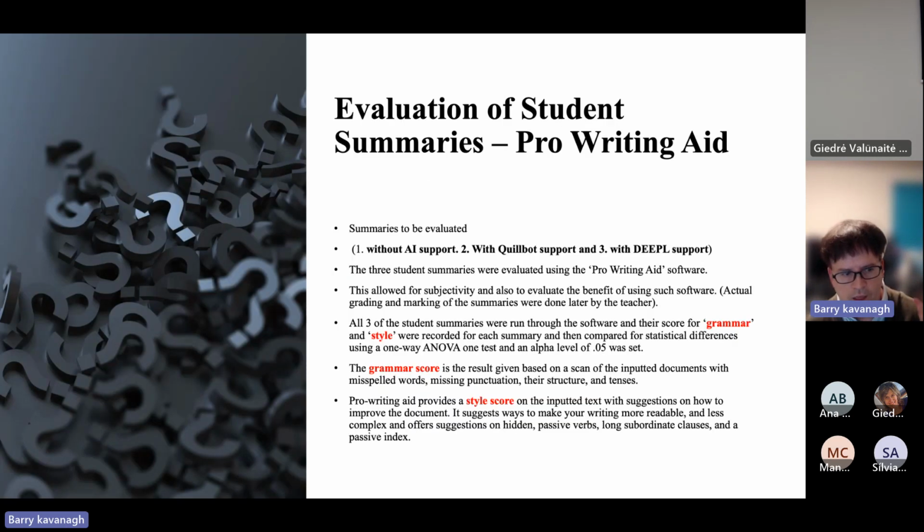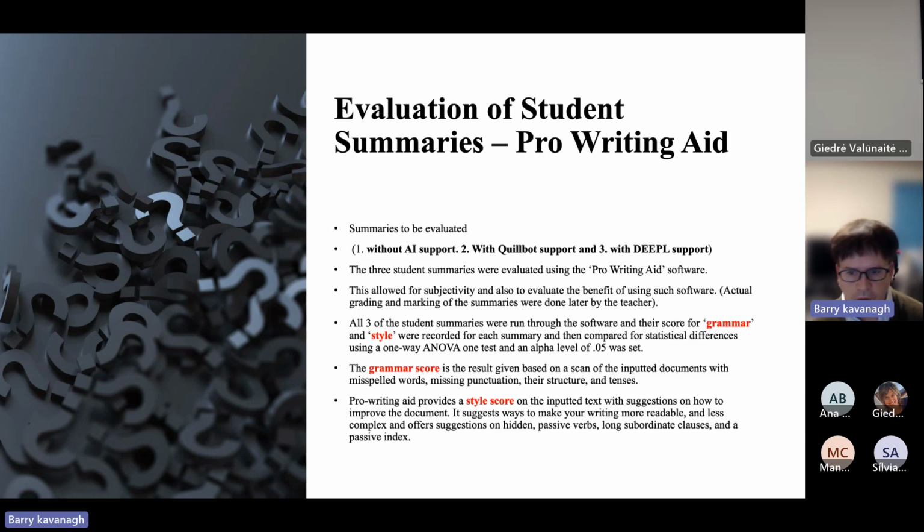So I looked at their writing with no AI support, their writing with Quillbot support, and their writing with DeepL support. And they were evaluated using ProWritingAid software. So this allowed for objectivity. Of all the 3 student summaries, they were run through the ProWritingAid software, and then the score was given for grammar and style, and then they were statistically analyzed through ANOVA.